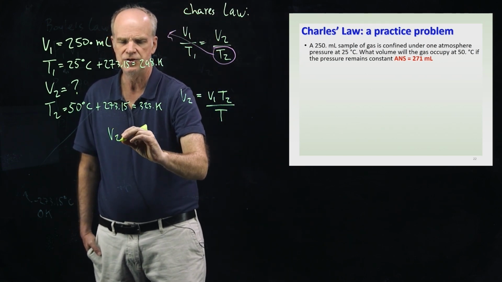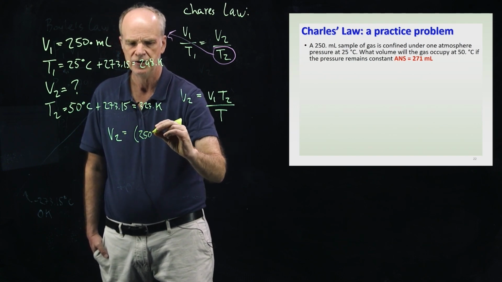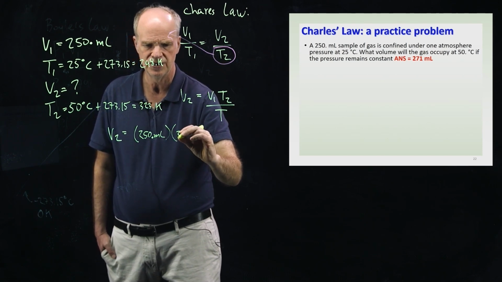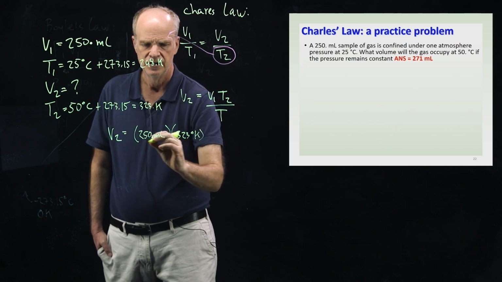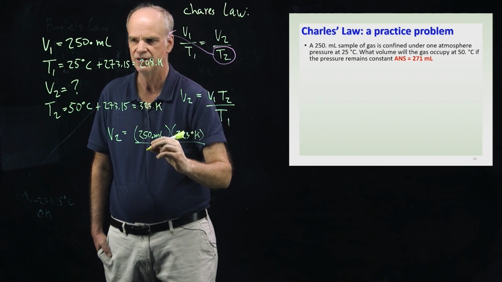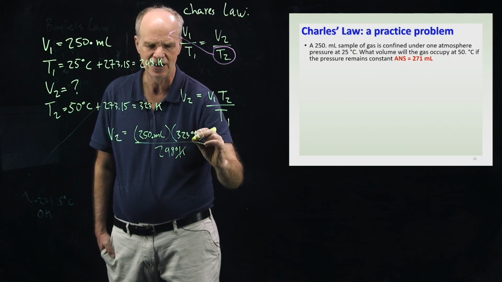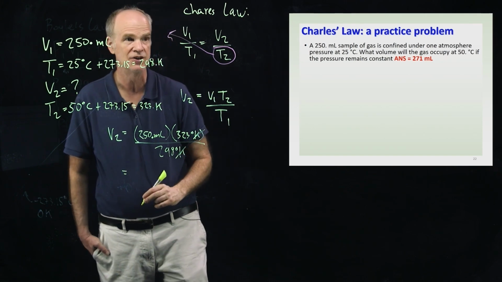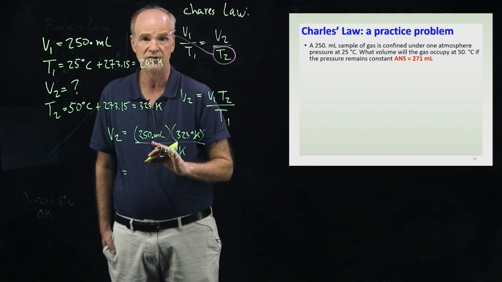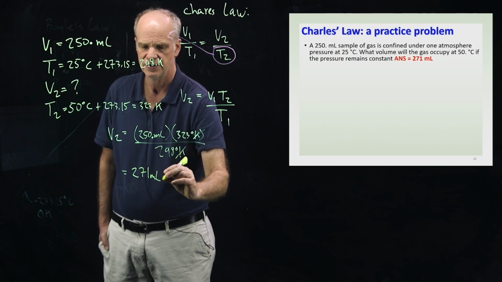So we have V2 is going to be V1. V1 is 250 milliliters. And then T2 is 323 degrees Kelvin. And then here T1, need to put a 1 there, is going to be 298 degrees Kelvin. So you can see that the Kelvins cancel out, so we should get an answer in milliliters. And I think if you went ahead and did the math, what you would find is a slightly higher volume because we're increasing the temperature. So the answer should be 271 milliliters. Okay, so let's move on.